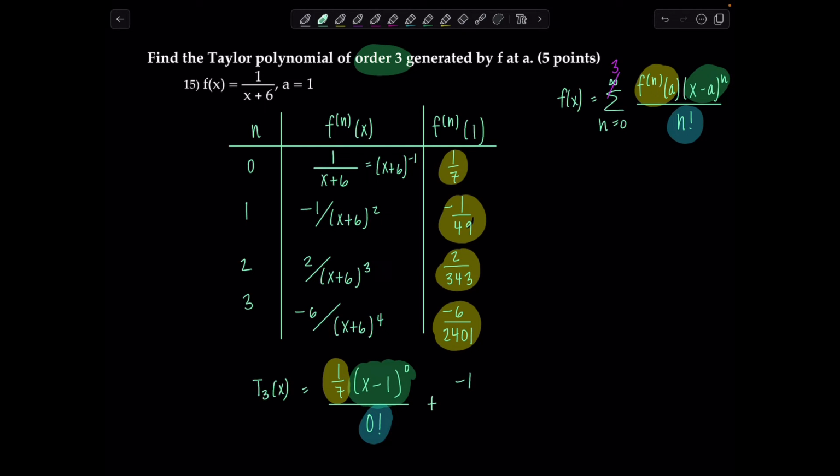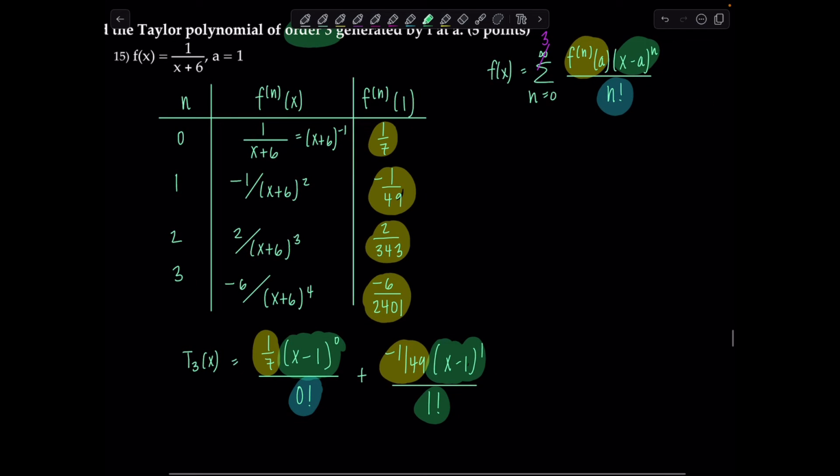So we have negative 1 over 49, x minus 1 to the first over 1 factorial. Again, nth derivative, first derivative at a, x minus 1 to the first this time, 1 factorial. Then keep it going 2 more times. Pause the video, try it on your own. See if you can do it. Plus 2 over 343.